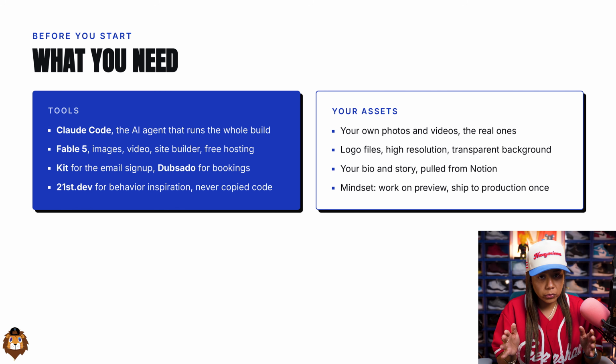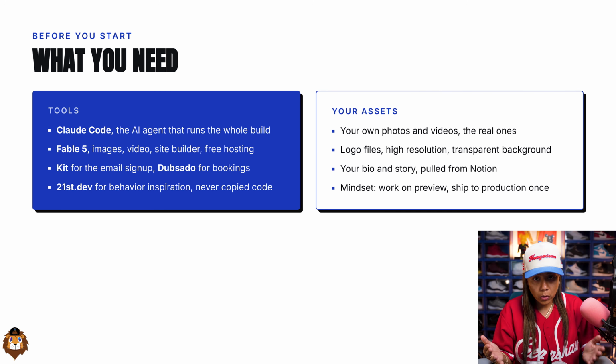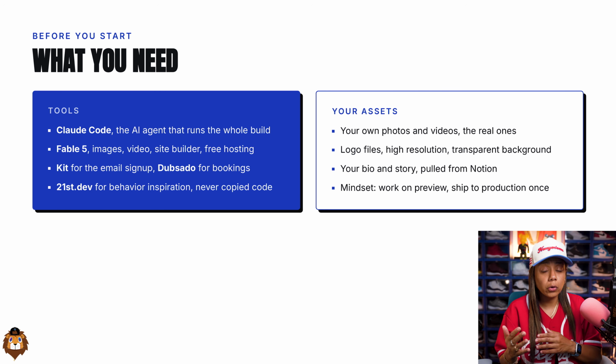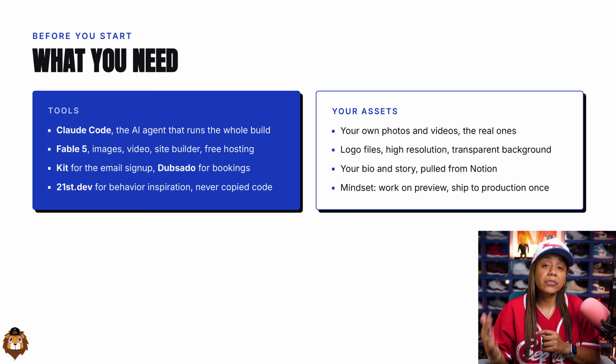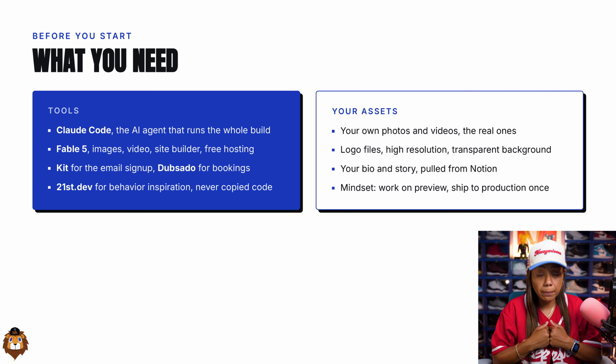So first, let's talk about the tools that I use that you're going to need. Of course, we need Claude. I use Claude Code with the model Fable 5. Now, I do have a max plan, which is the $100 plan. I max out my usage limit at least once.